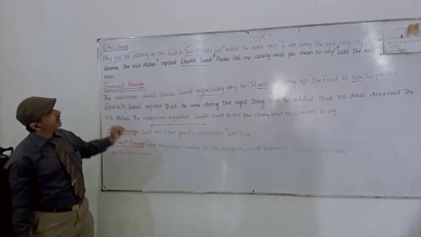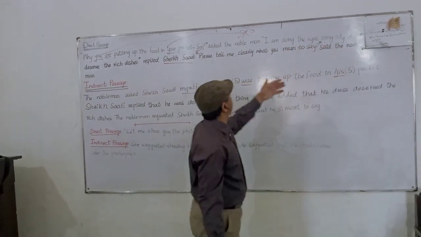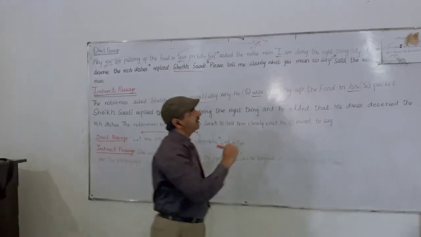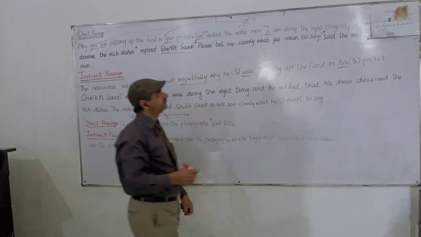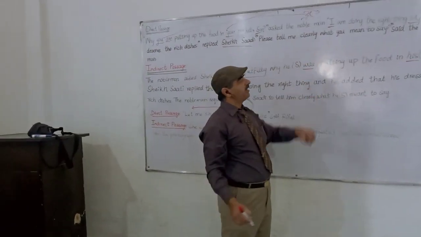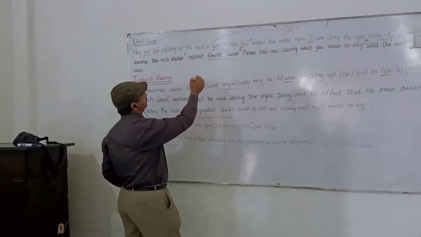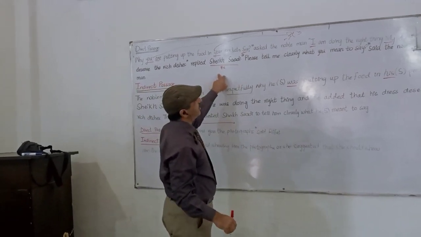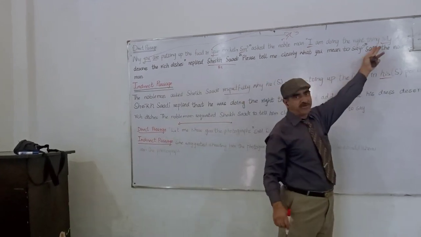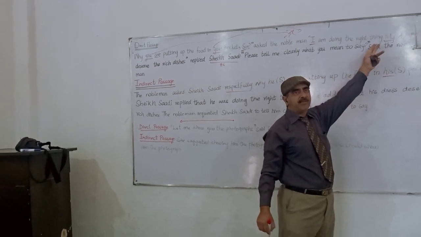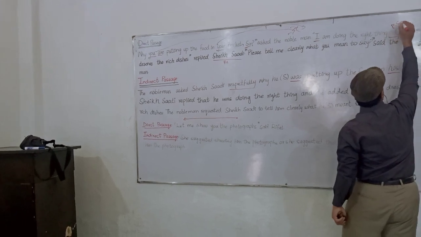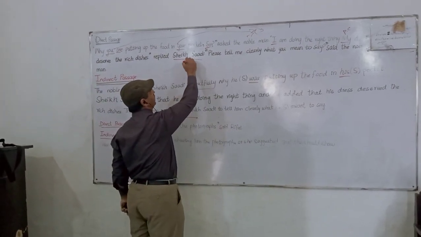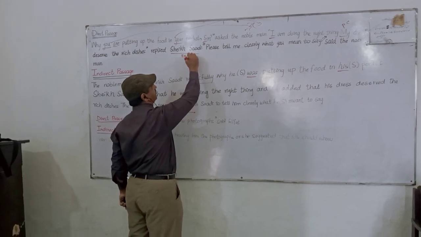The next one is: "I'm doing the right thing. Why my dress deserves the rich dishes." Let's underline the pronouns. "I", and there is another pronoun, "my". Which case is it? "I" is the subjective case. It will be changed according to the subject of the reporting verb. This is the subject, it means he. It will be replaced with he. And then "my": which pronoun is it? First person pronoun and possessive case, PC, we can write. It will again be changed according to this one, and the possessive case of he is his. Clear?